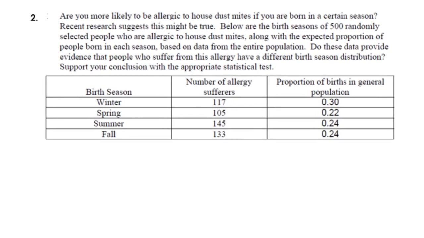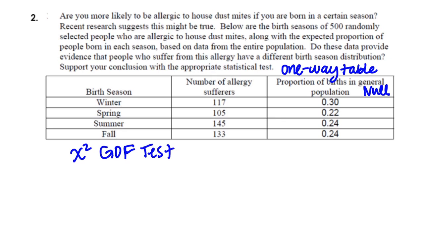Now look here. This is a one-way table. There's not more than one variable. We have one sample, and then we have a distribution of proportions proposed. So this is our null, and then this is our one sample of observed values. And so I'm not even going to read all of that. This is a chi-squared GOF test.